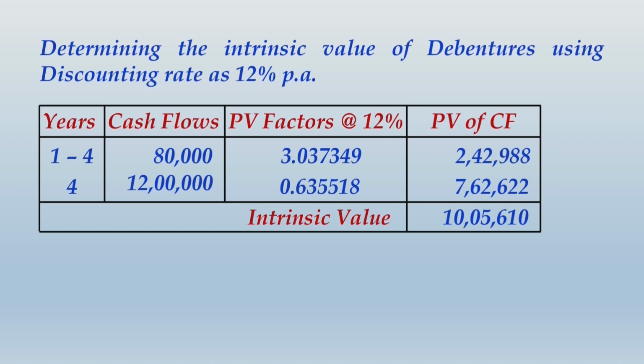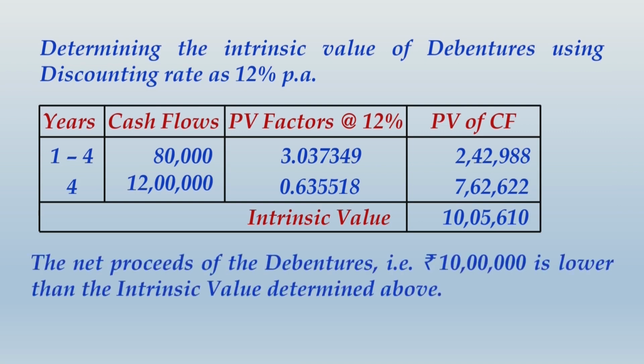So if you try to compute NPV, the intrinsic value is 10 lakh 5,610 minus the initial proceeds, which is 10 lakhs. The NPV for the debenture holder will be 5,610 positive. That means at 12% you are getting a positive NPV. So the next trial will be obviously made at a higher rate, that is 13%.